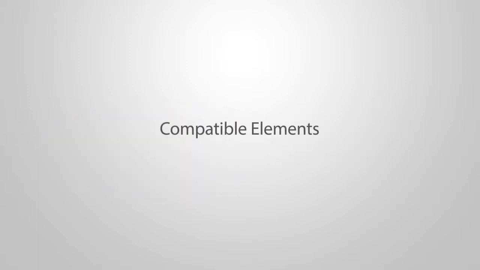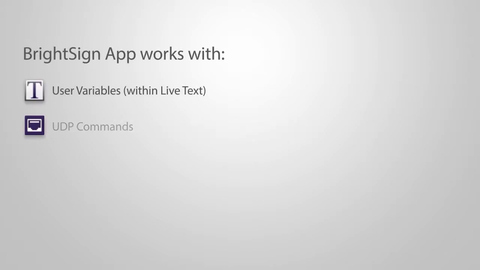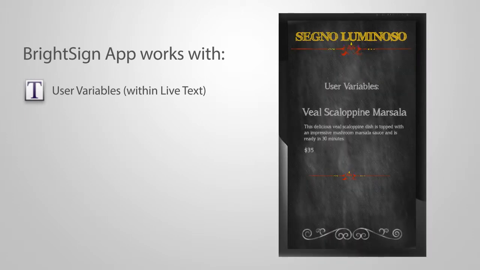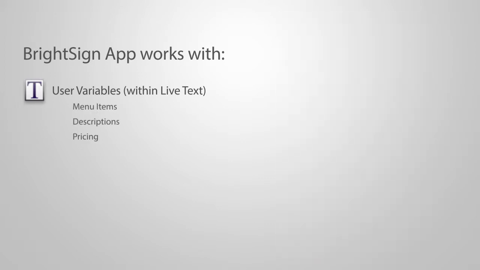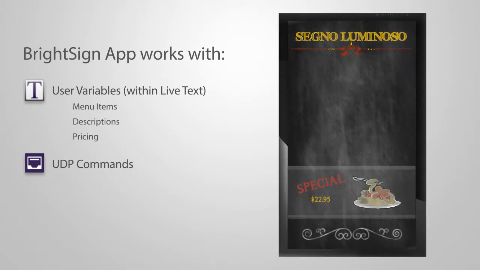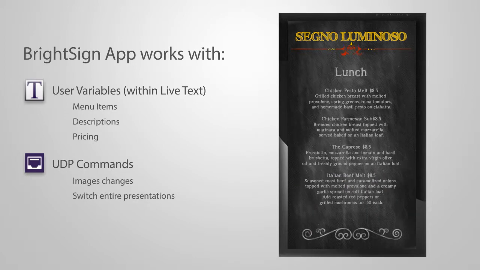The BrightSign app automatically detects and interacts with two elements in BrightSign presentations: user variables and UDP commands. User variables are added to presentations as live text elements. These are typically used for controlling menu items, descriptions, and pricing. UDP commands are interactive triggers between content or display states. They can perform things such as changing an image displayed, switching the presentation plane from a breakfast menu to a lunch menu, and synchronizing a presentation across multiple screens for video wall menu boards. It's up to you to determine what elements you want to change in your menu when you design your presentation.